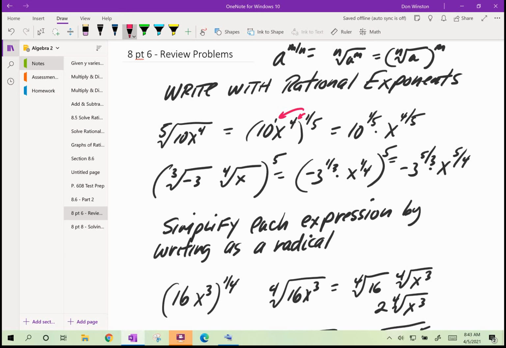The next one, I have the cube root of -3 times the fourth root of x, all raised to the 5th. So I can write the cube root of -3 as -3 raised to the 1/3, and then I can write the fourth root of x as x raised to the 1/4, and then we raise everything to the 5th. And so I'll just distribute exponents to exponents. So 1/3 times 5 is going to be 5/3, so this would be -3 raised to the 5/3, and then 1/4 times 5 would be 5/4.